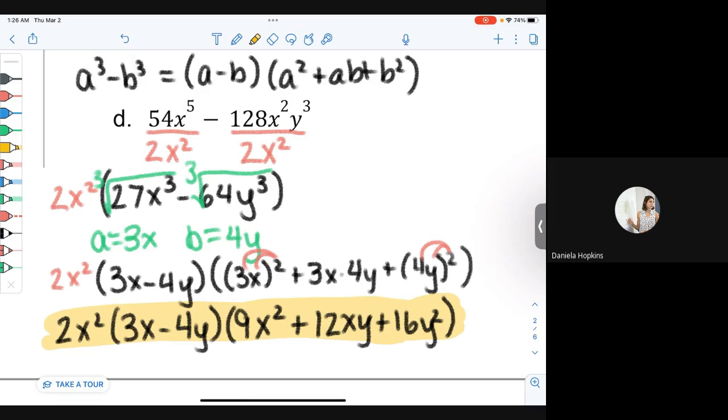So that's completing, or I'm sorry, not completing the square, sum and difference of cubes. Tomorrow we will look at factoring by grouping, where we have more than just two terms.